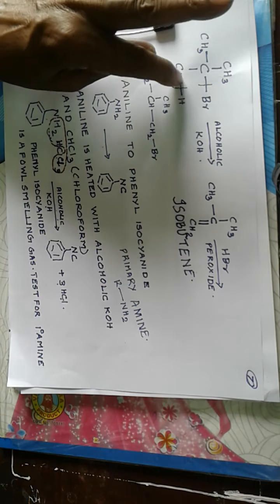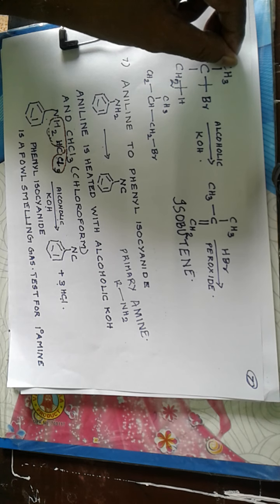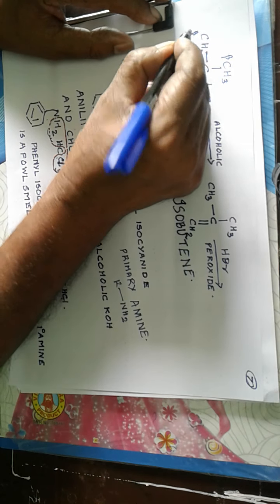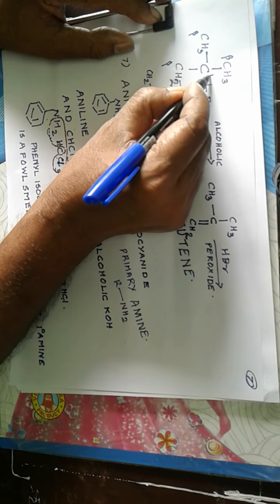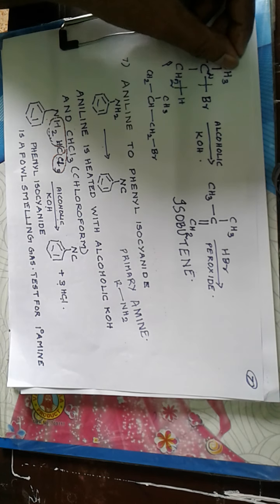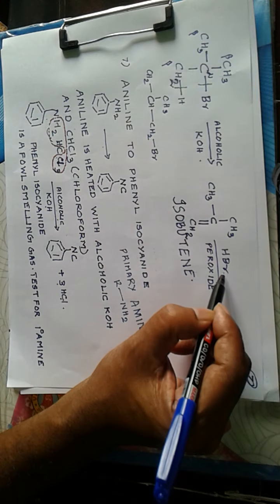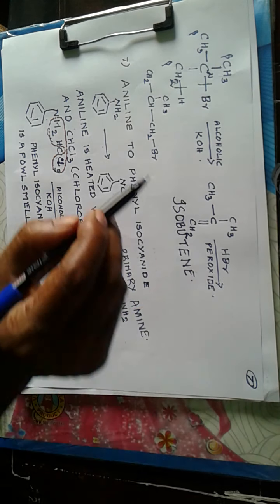All methyl groups are similar or identically placed, so any CH3 group can donate H. So all these beta carbons are identical, we say. This is the alpha carbon connected to the halogen. So removal of H can occur from any of the methyl groups. Removal of HBr here, formation of a double bond here. So we get isobutene. Then HBr in the presence of peroxide, we get isobutyl bromide.